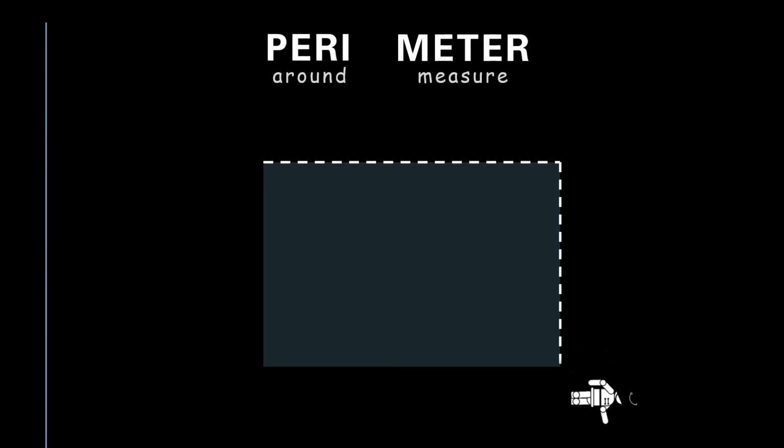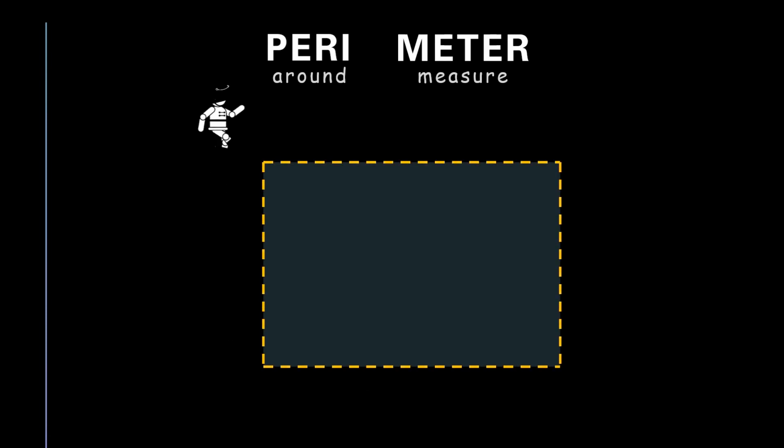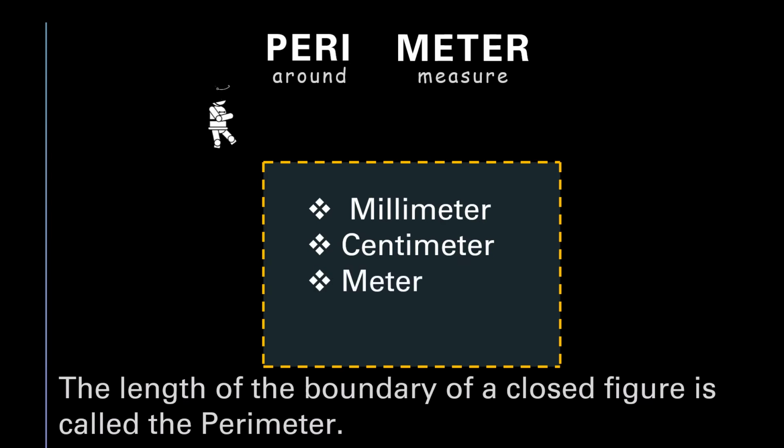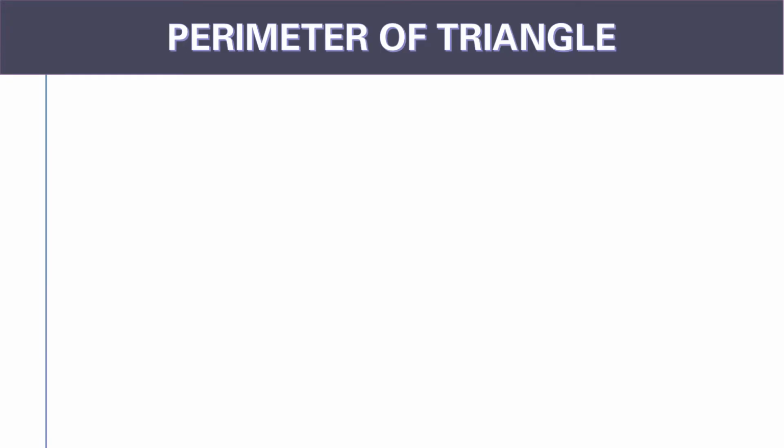So perimeter is the total distance of all sides of a closed figure or the outline of the closed figure. That means the length of the boundary of a closed figure is called the perimeter. So we can say that perimeter is a one-dimension quantity that we can measure with units of length. And the units used to measure perimeter are millimeter, centimeter, meter and kilometer. Today we will learn how to find the perimeter of triangle, rectangle and a square using formulas.